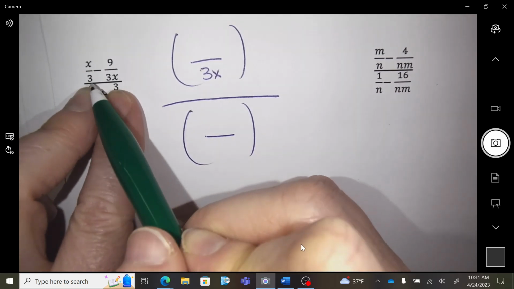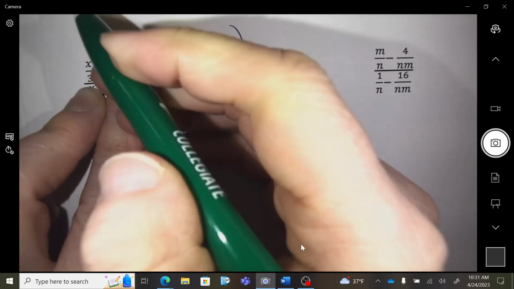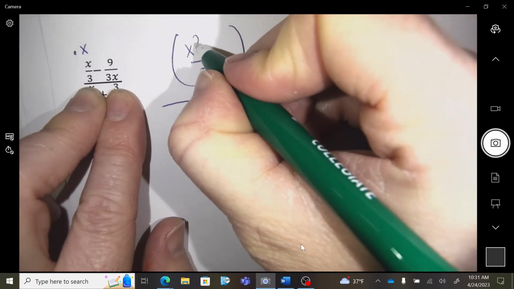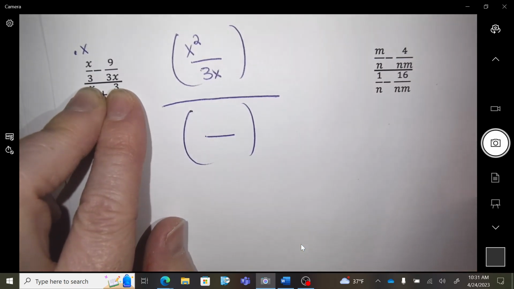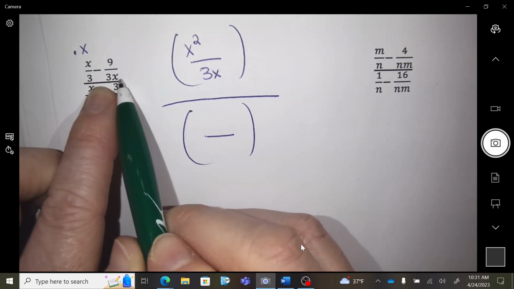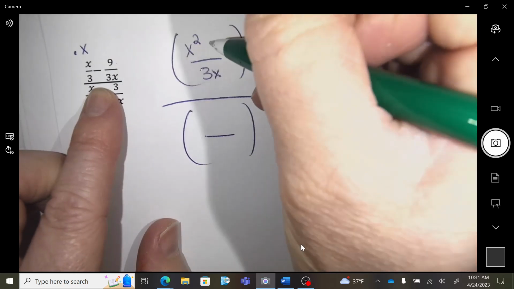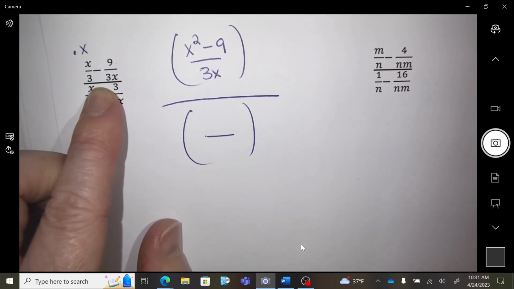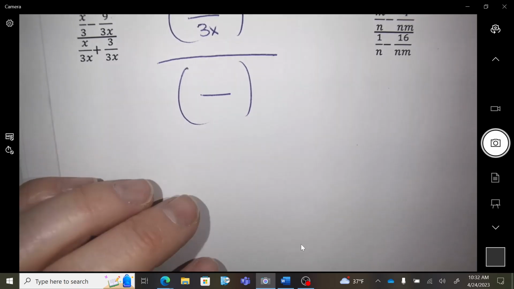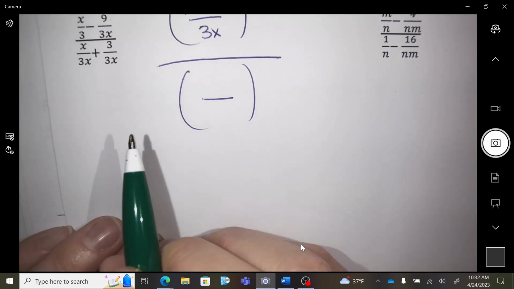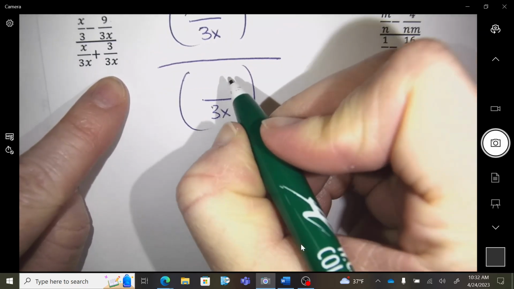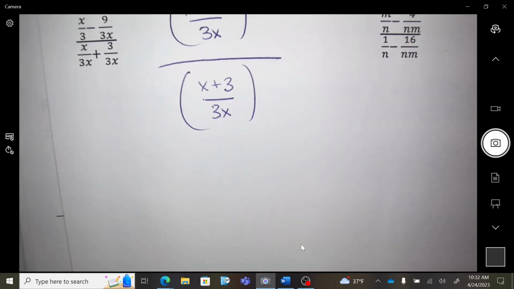Okay, what did you do to this one? Times it by an x. So x squared. What did you do to this bottom? Nothing. So don't do anything. Minus 9. This one's nice, 3x and 3x. They're both already the same, so you do nothing.